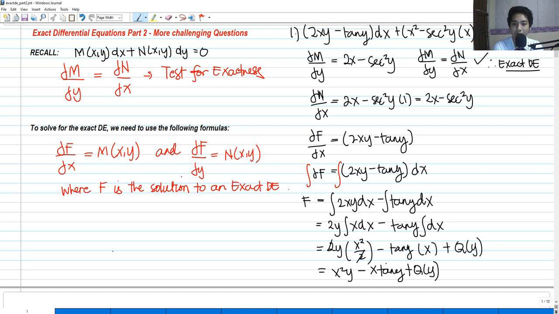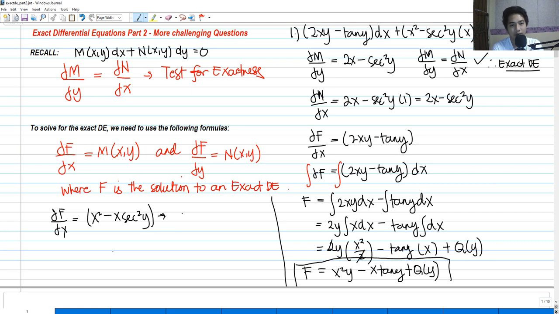We need to get the value of q(y) by also performing this formula. We have the partial of f with respect to y equals N(x,y). So let me just rewrite this: x squared minus x secant squared y. If we cross multiply, we have (x squared minus x secant squared y) dy.